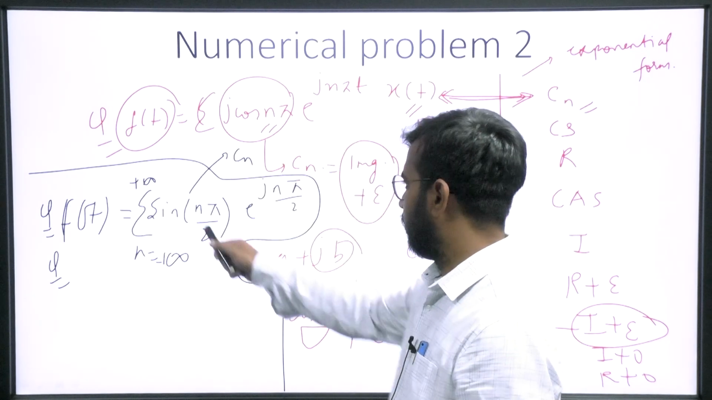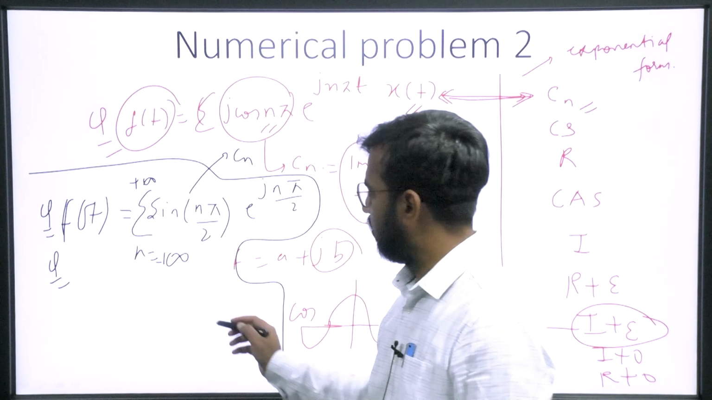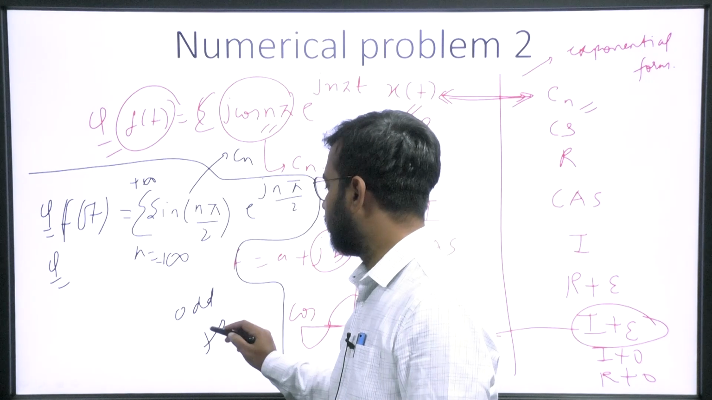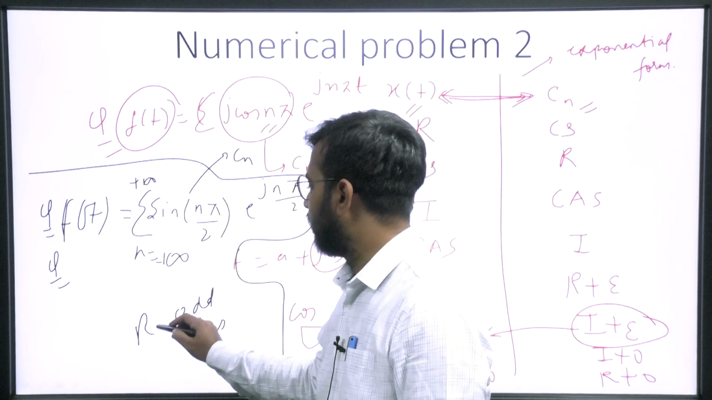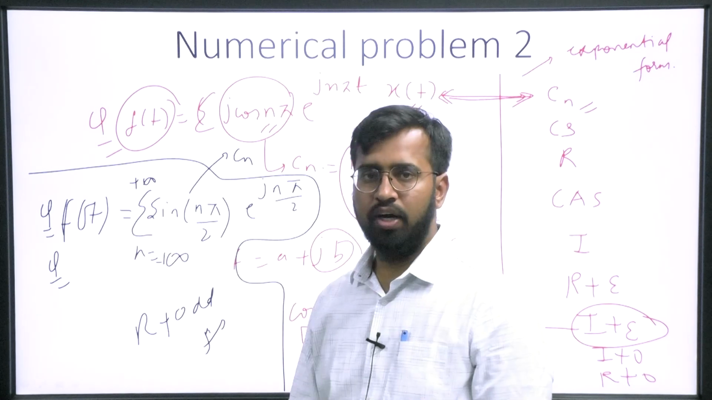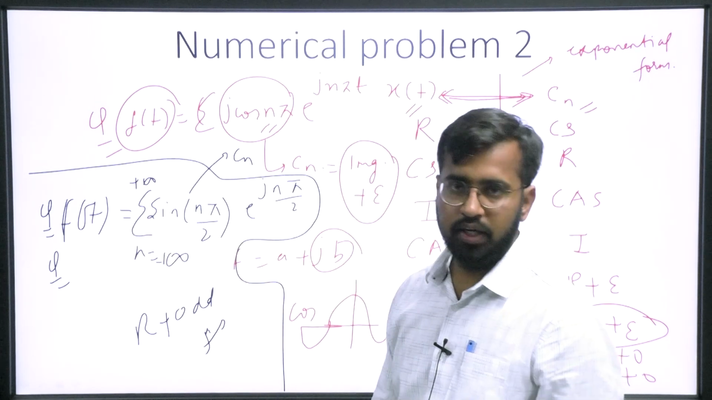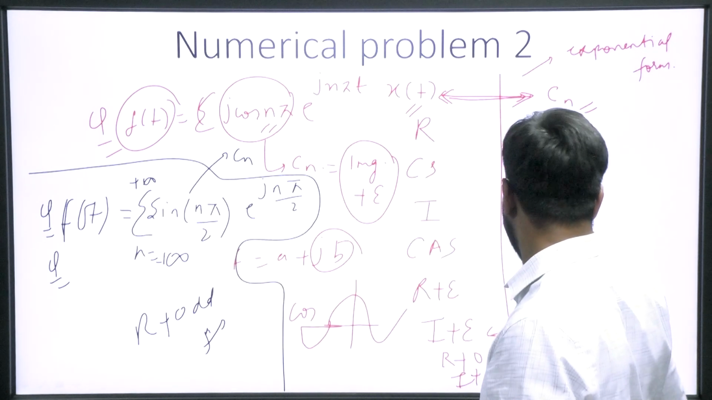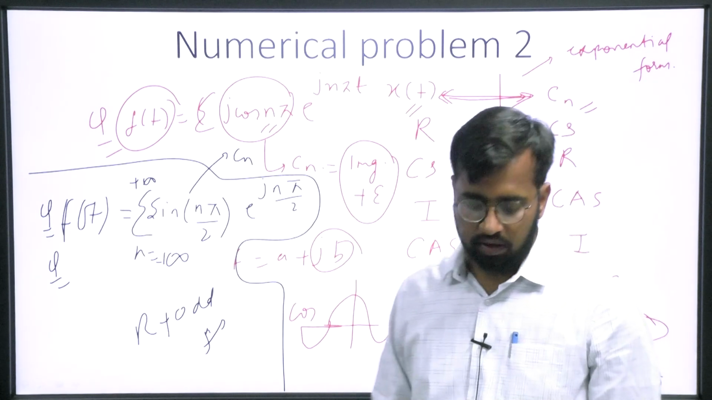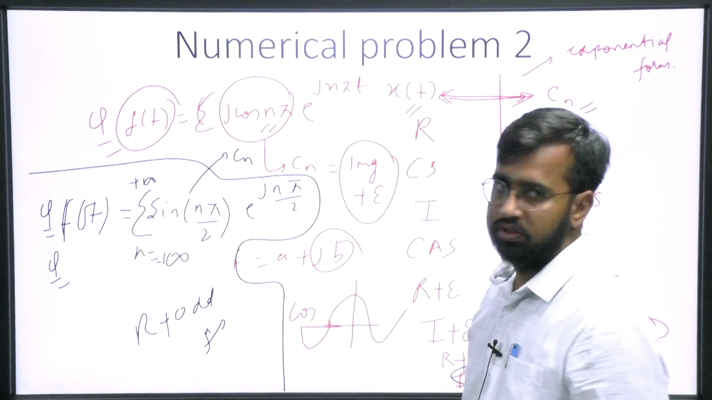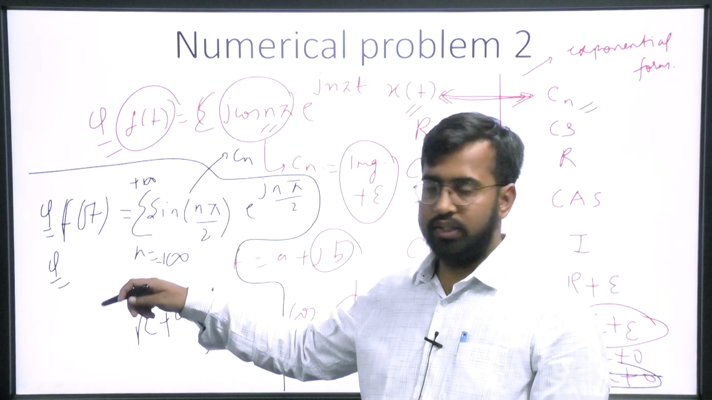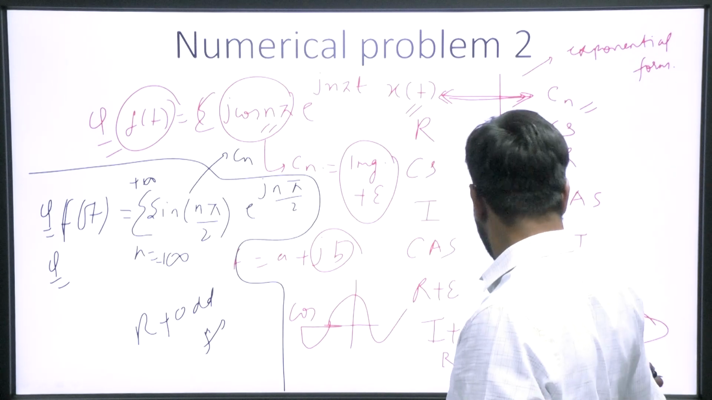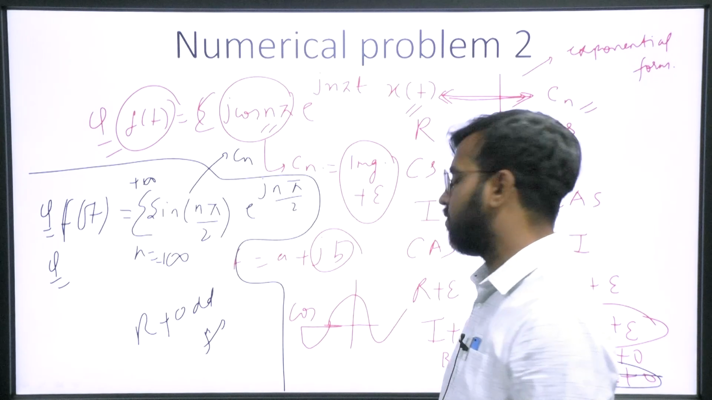So, if you can see, this is a sine function, which means odd, and also it does not have any j term, means it is real. So, the combination is real plus odd. So, whenever a coefficient is having real plus odd property, we can say the function will have imaginary plus odd nature. So, by seeing the coefficient value we can say the nature of the function.